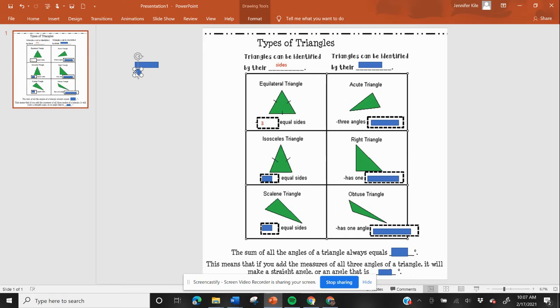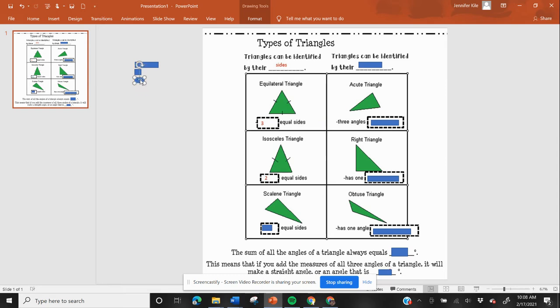The next triangle is an isosceles triangle, and you'll notice it has the dash marks through two sides only. The bottom side, in this case it's the bottom, doesn't have a mark through it. So that indicates to me that two of the sides are the same. And when two of the sides are the same, we call that an isosceles triangle.